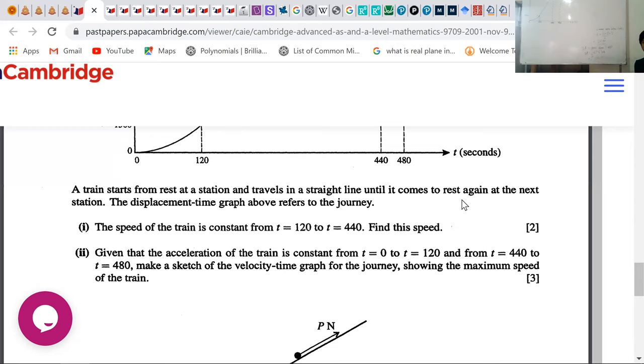Part 1. The speed of the train is constant. You can already see that from the graph. From where to where is it constant? Very good, 120. The speed of the train is constant from 120 seconds to 440 seconds.